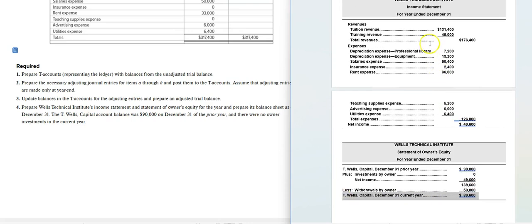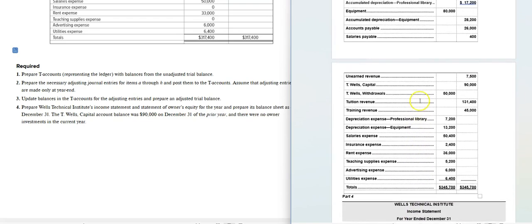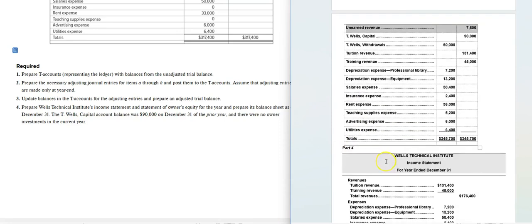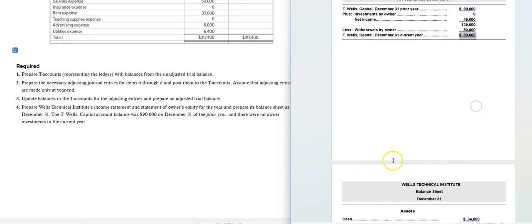We have now reported profits. We have now reported the change of equity for the owner. Let's prepare a balance sheet to report the overall financial position. So we need all of the assets, we need the liabilities, and then we're going to use ending owner's capital from the owner's equity statement to prepare our balance sheet.